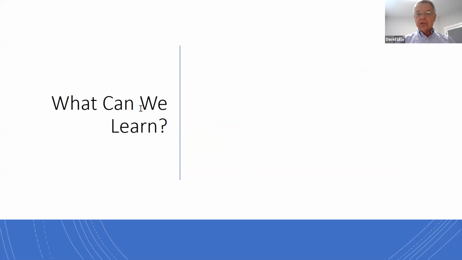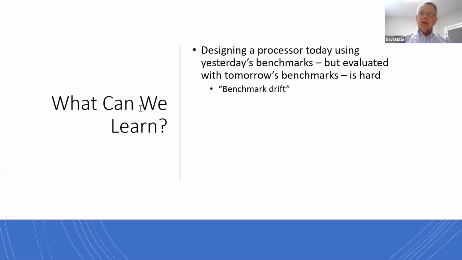So the question I ask from a performance point of view is, what can we learn from this? Well, one thing we learn is that designing a processor today, you end up using yesterday's benchmark programs, but you're going to evaluate it with tomorrow's benchmarks. This is a hard thing to do. We call this general problem benchmark drift. Benchmarks change over time.